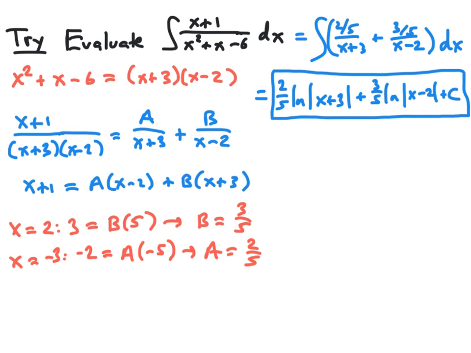We can substitute in x equals 2 and x equals negative 3 here to get the terms to cancel on the right-hand side, and doing so, as shown here, will yield b equals 3/5 and a equals 2/5. Once we substitute a and b into our partial fraction decomposition, our original integral will be equal to the integral of 2/5 over x plus 3 plus 3/5 over x minus 2 dx, which will antidifferentiate to 2/5 natural log of the absolute value of x plus 3 plus 3/5 natural log of absolute value of x minus 2 plus c.